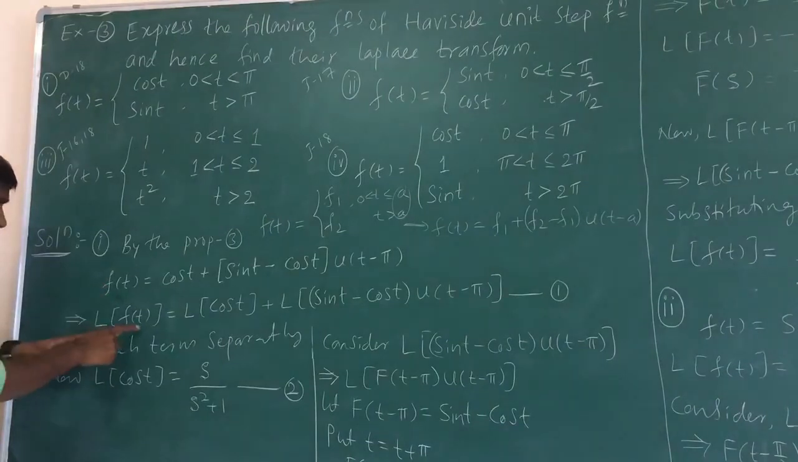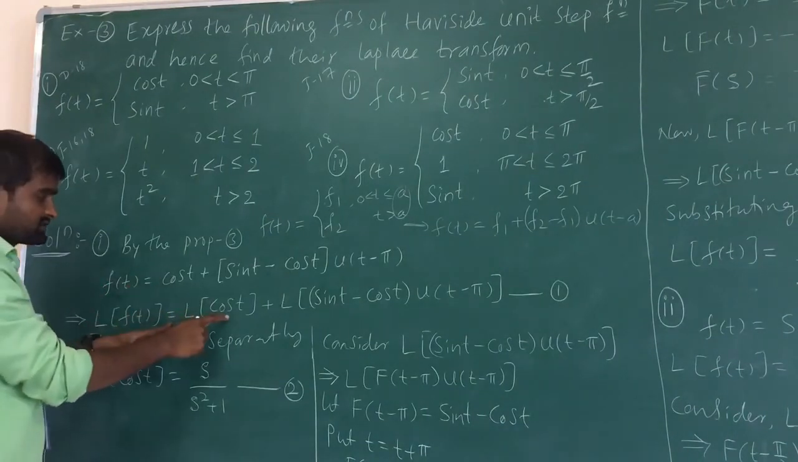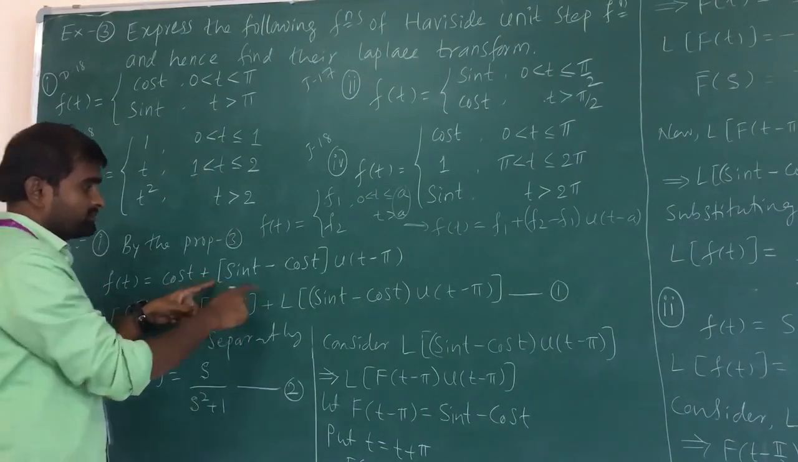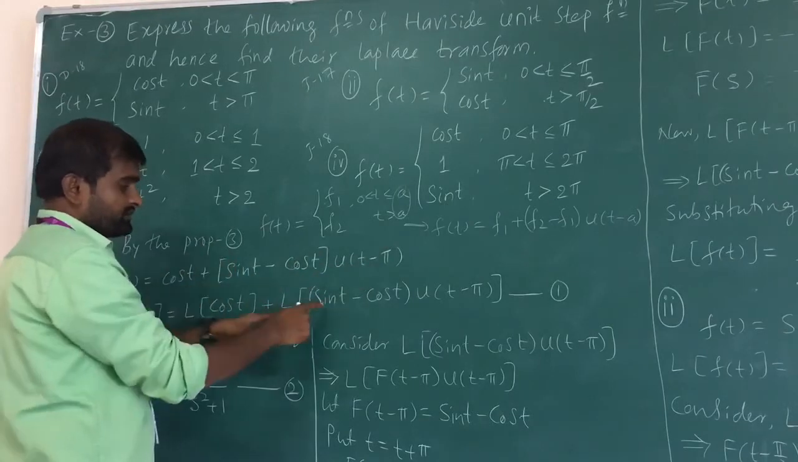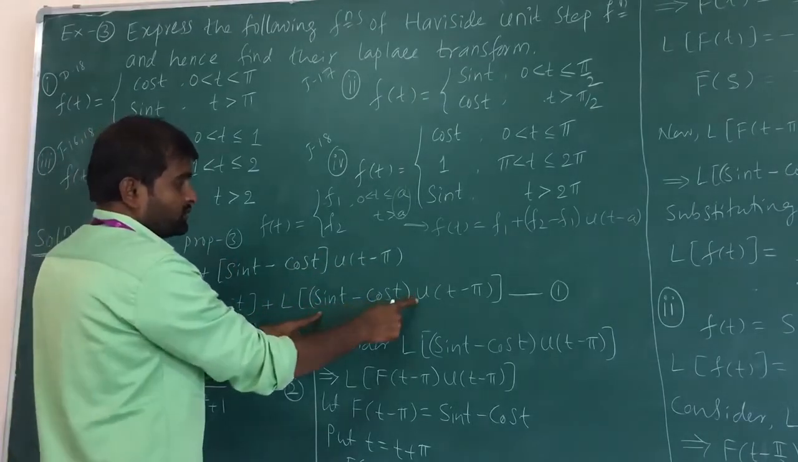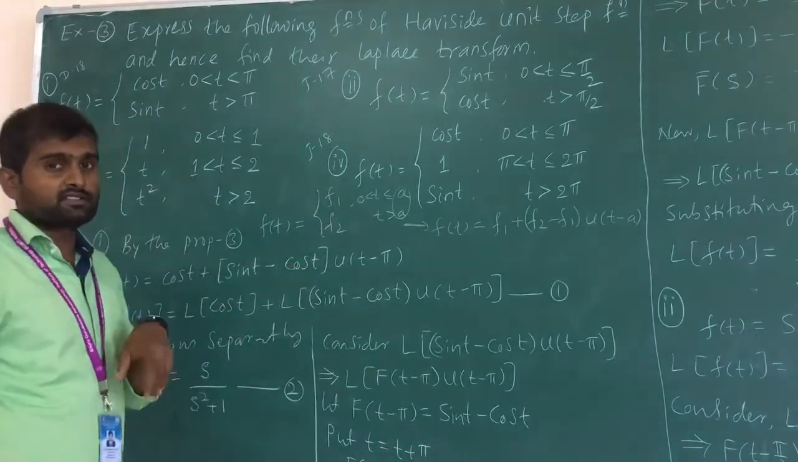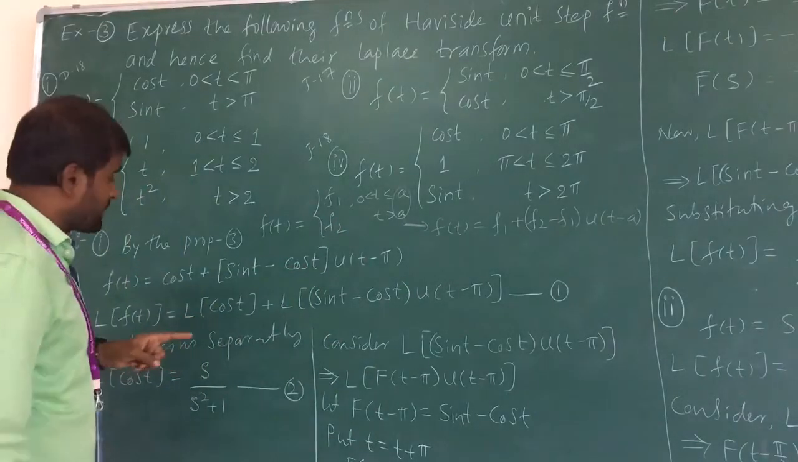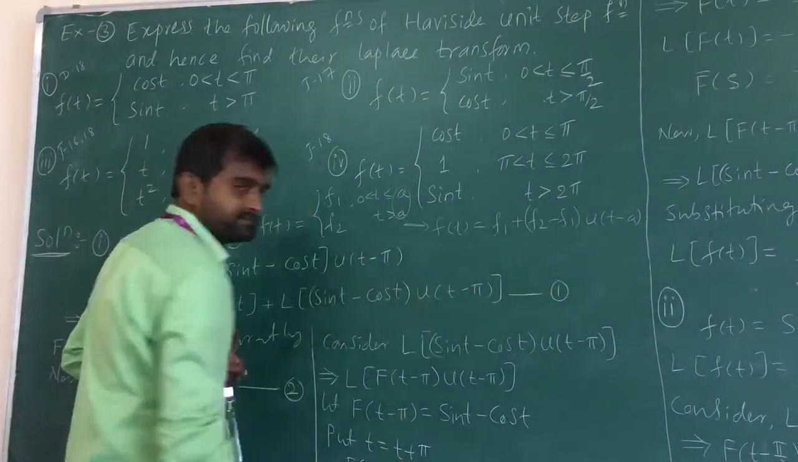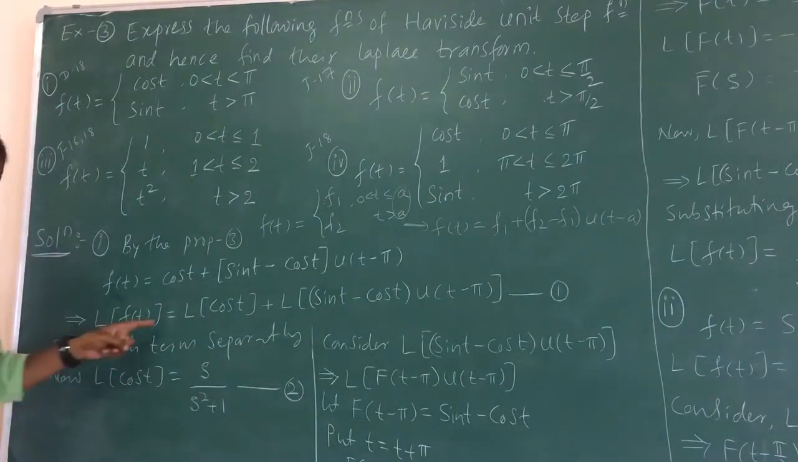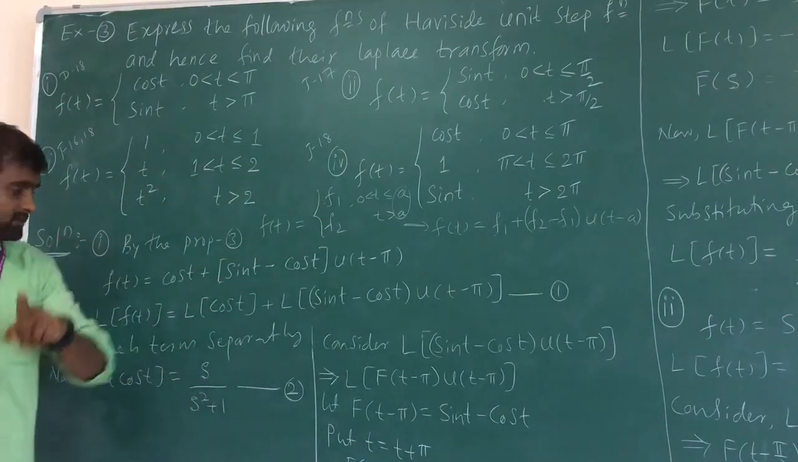So L of f of t equals L of cos t plus L of this whole function, L of sin t minus cos t into u of t minus pi. I am calling this equation number 1, after applying the Laplace transform.